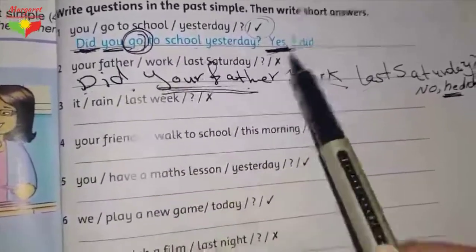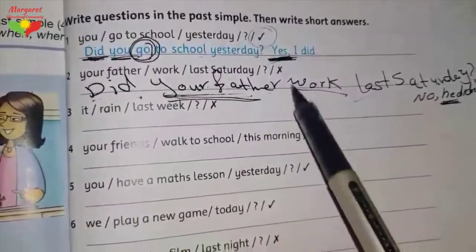For example, here there's a question and you have to answer the question. It depends on this tick or the cross.